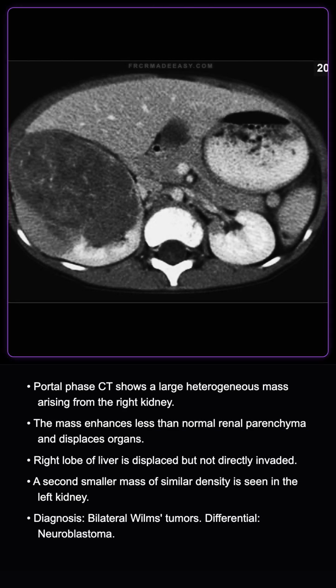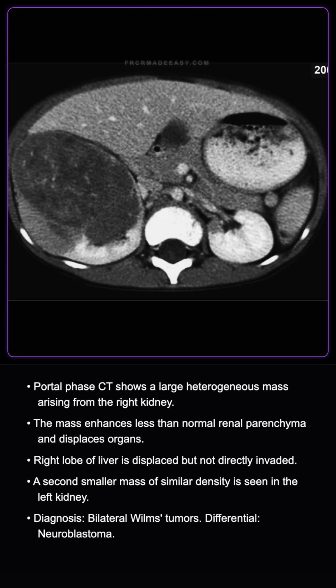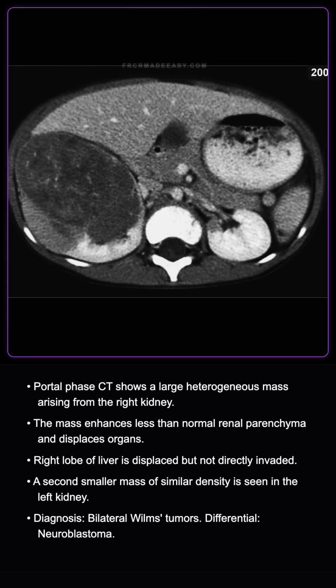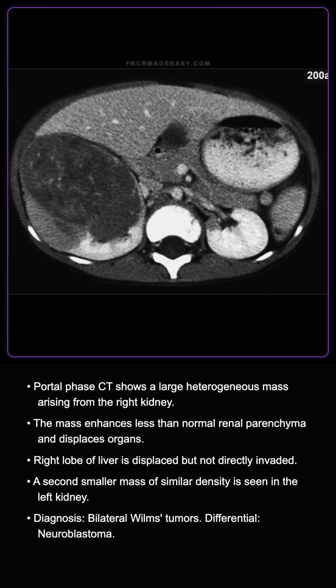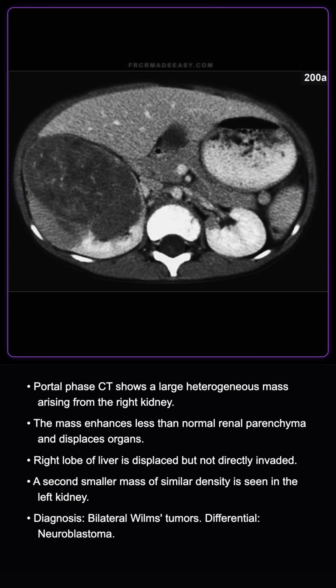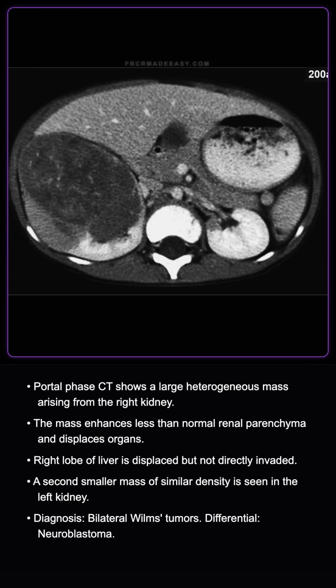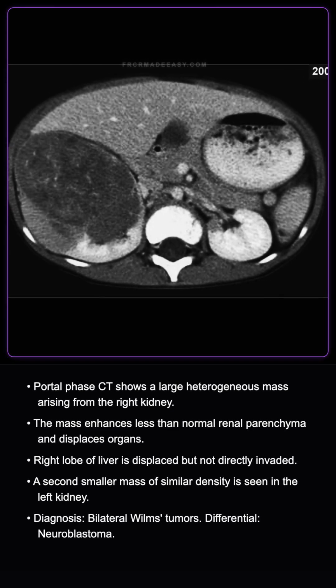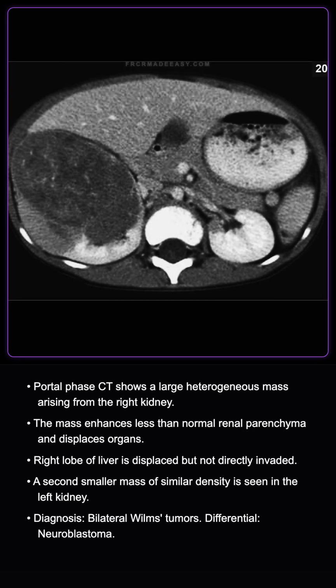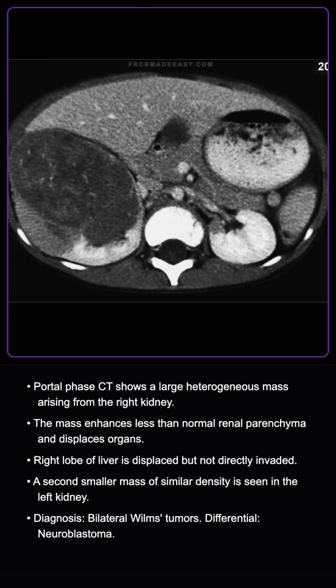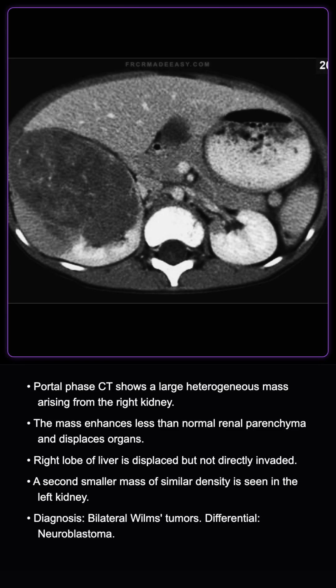The axial contrast enhanced CT of the abdomen demonstrates a large, heterogeneous mass arising from the parenchyma of the right kidney. The mass exhibits lower contrast enhancement compared to the normal renal parenchyma. There is significant local mass effect with displacement of the surrounding abdominal organs, but no invasion of the right lobe of the liver. The renal vein and inferior vena cava appear patent.